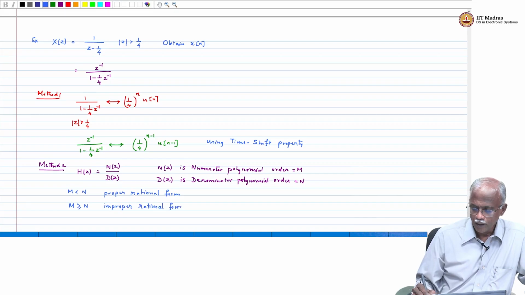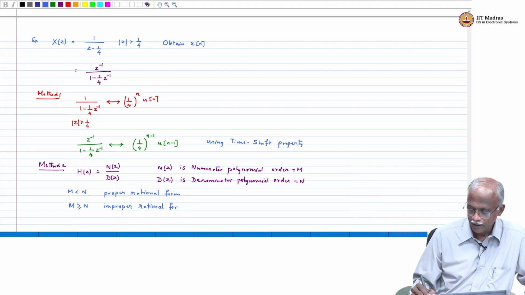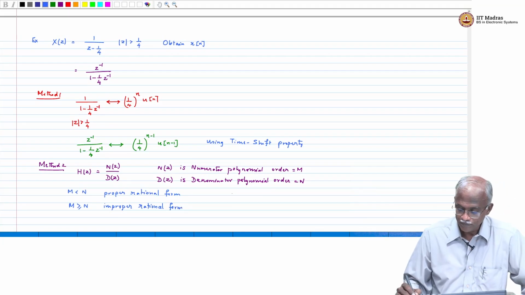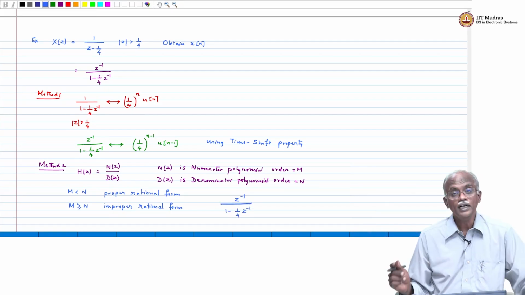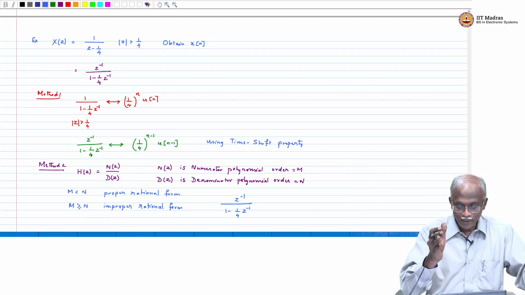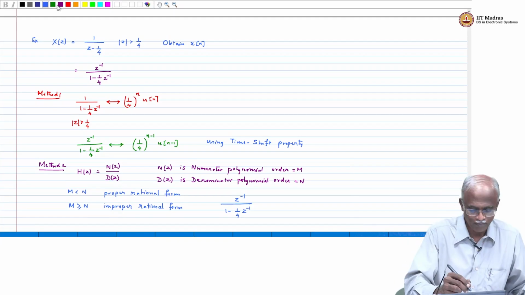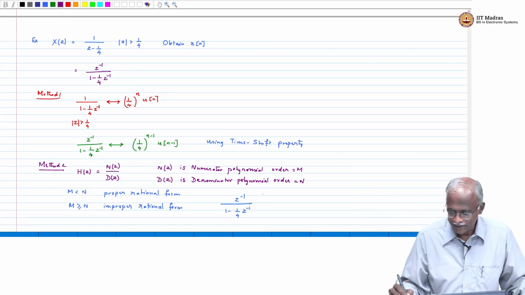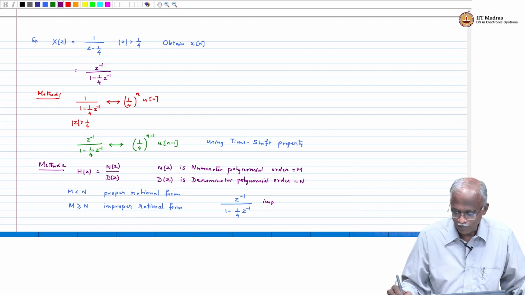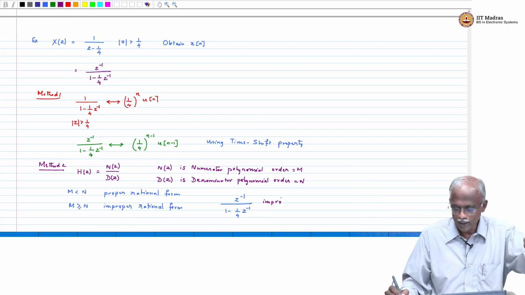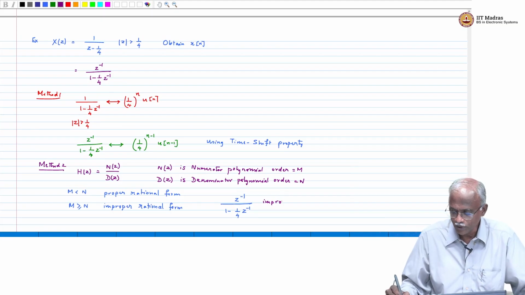So first test, is this expression z inverse by 1 minus 1/4 z inverse a proper rational form or an improper rational form? Obviously this is an improper rational form. The numerator is order 1 and the denominator is order 1, so therefore improper rational form.